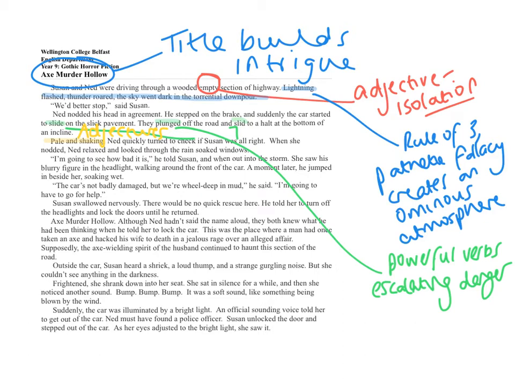Ned gets out and checks, and he identifies the source of the problem. "We're wheel deep in mud." And that's very important, that there is a problem which must be overcome. And of course, in this case, the problem separates Susan and Ned, they are then left even more isolated and therefore more prone to danger. Of course, as a result of that, then Susan swallowed nervously, and that is an adverb, which is an adjective which describes a verb. So it describes how Susan swallowed.